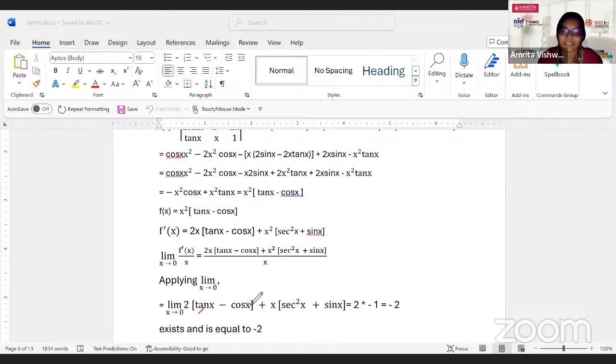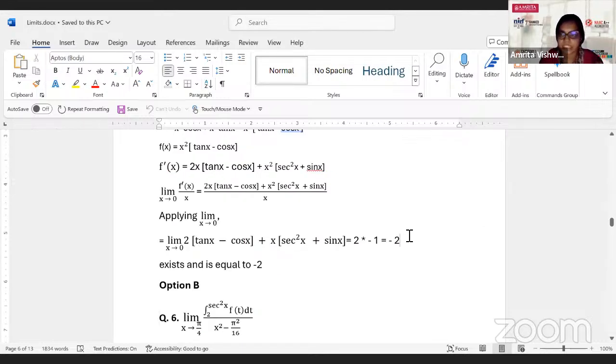What is tan 0? What is cos 0? What is sec 0? What is sin 0? This term is gone. Cos 0, it's 1. This term is completely gone because there's an x here and we are substituting x as 0. So this term is completely gone. Tan 0 becomes 0 and 2 into minus 1, that becomes minus 2. So as we got the value as minus 2, we can say that the limit exists and the value is equal to minus 2. So here the option for the question is option B.